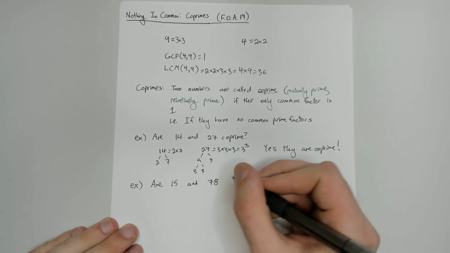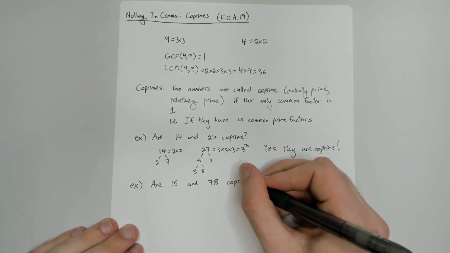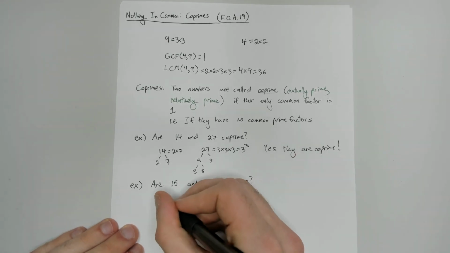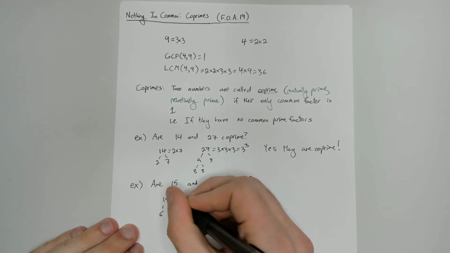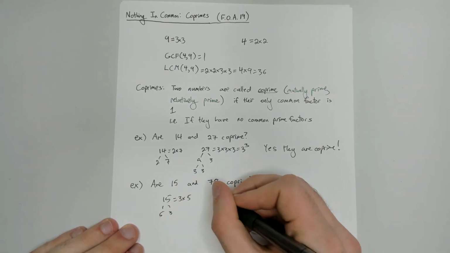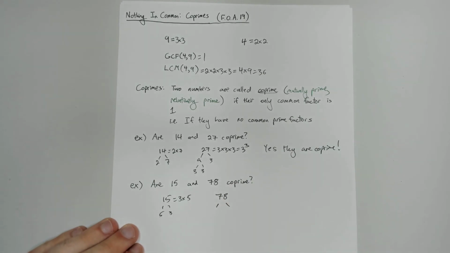How about 15 and 78? Are they coprime? All right, so let's prime factorize these. So 15 is 3 times 5. 78 may be a little trickier to do.